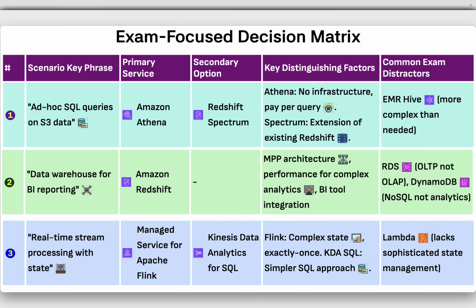Then we have real-time stream processing with state. Primary service that you should choose is Managed Service for Apache Flink. Next, secondary option, Kinesis Data Analytics for SQL. So key distinguishing factors are Flink, it can keep complex state, the state management is there, exactly once processing is there. And for KDA SQL, you have a simpler SQL approach. There could be distractors like Lambda, which lacks sophisticated state management.